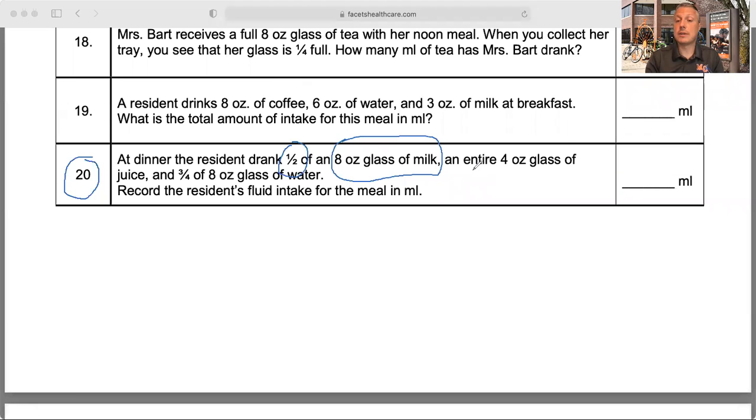So all of it, the whole 4-ounce glass of juice, and 3/4 of the 8-ounce glass of water. So this is what the patient drank. So that's consumed. That's intake, right? So that's what we want to do now. We want to record the resident's fluid intake for the meal in milliliters.